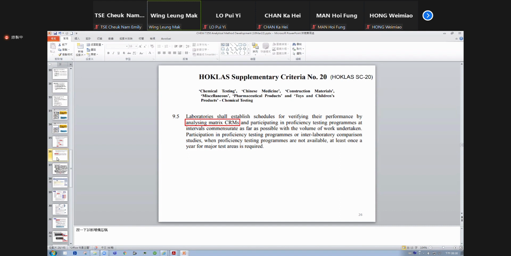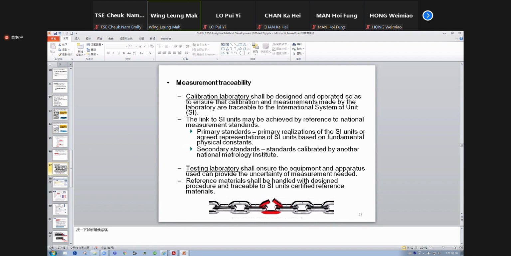Here it tells you to use the CRM to verify whether your method is correct. If you don't have the LCS, you can use the CRM. The measurement traceability, you can read it.